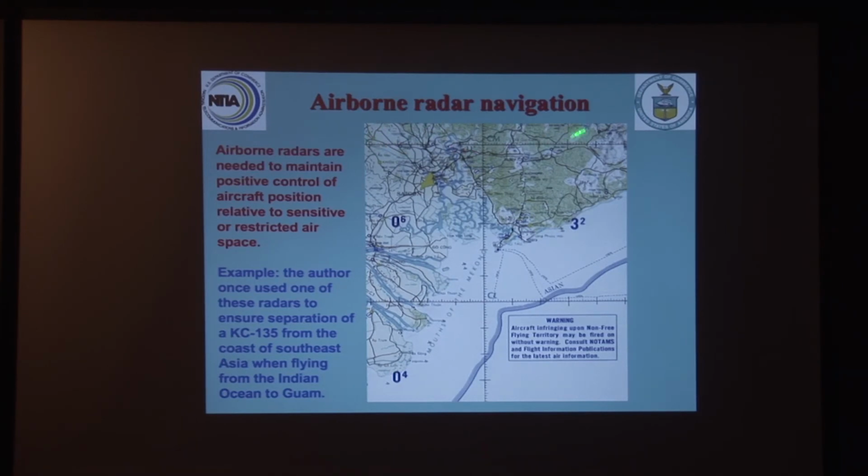We laid these charts out on the navigator's table in the KC-135. We didn't have GPS at this time at all. And even if you did have GPS, here's the problem. If you want to know that you are not infringing upon non-free-flying territory and may be fired upon without warning, consult NOTAMs, etc., you want positive control information that you are absolutely more than a certain distance away from that shoreline. I do not want to rely on GPS for that or anything else.